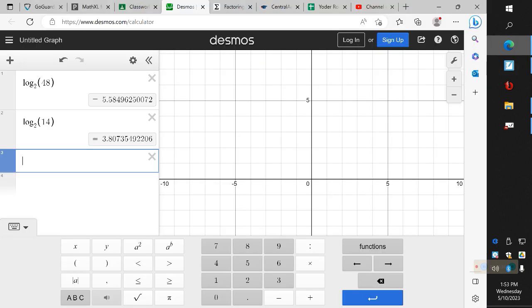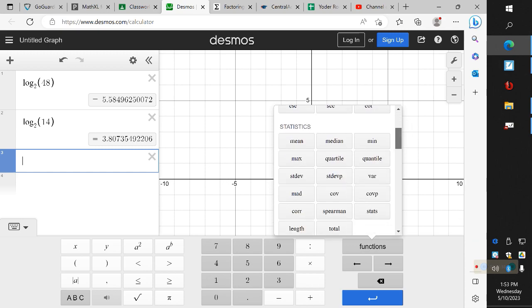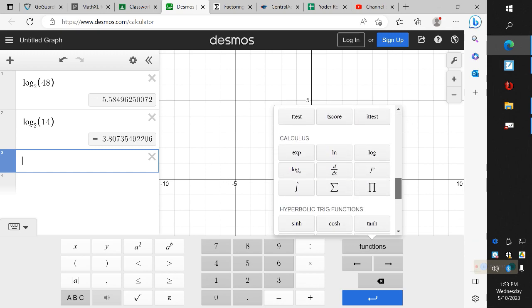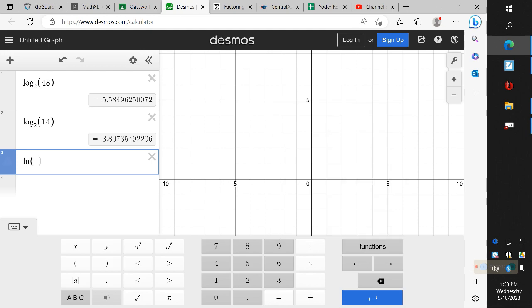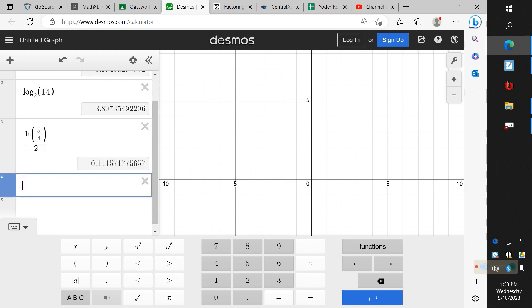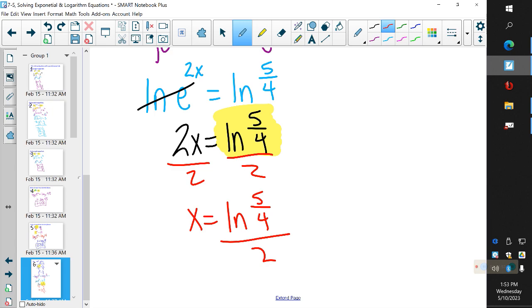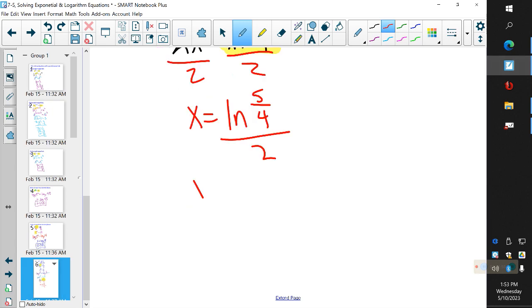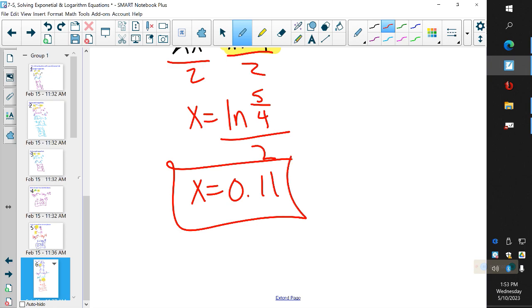So I come over to Desmos, and I go to Functions, and I scroll halfway down, and there I want ln. ln of 5 divided by 4, and then all divided by 2. And I hit enter, and I'm going to go 2 decimal places over, so that is going to be 0.11. And that is done. Okay?